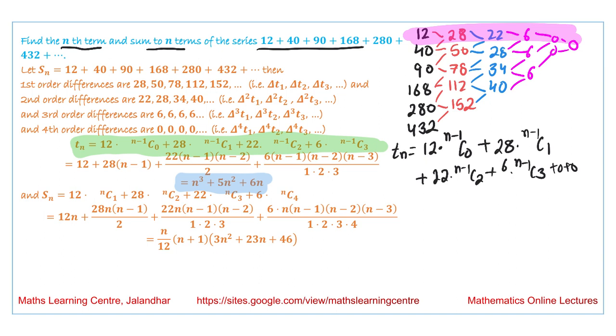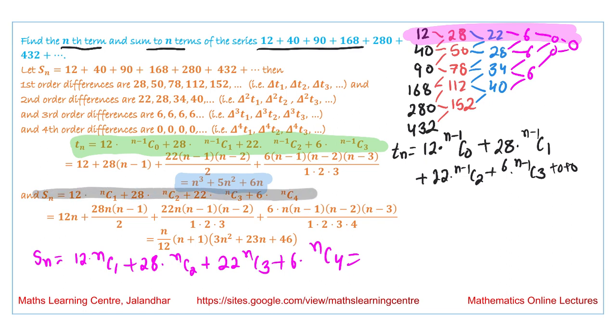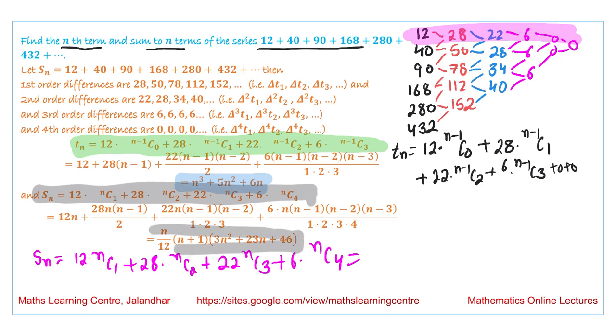Similarly, if we have to calculate the sum of these terms, Sn, that will be 12 into nC1 plus 28 into nC2 plus 22 into nC3 plus 6 into nC4. When you simplify this value, you will obtain the answer in this form. So this is the general term, and this is the sum of the n terms of this series.